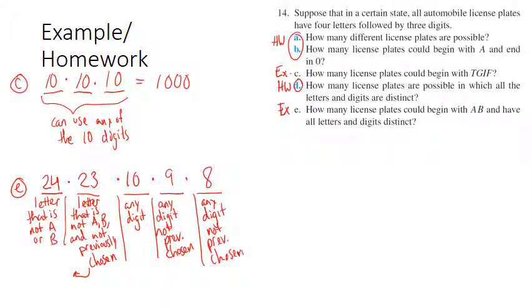Okay, hope that makes sense to you. So this is my answer. It's just 24 times 23 times 10 times 9 times 8, and you can put that into a calculator, or you can just leave it like that. So go ahead and pause the video and do part A, part B, and part D.